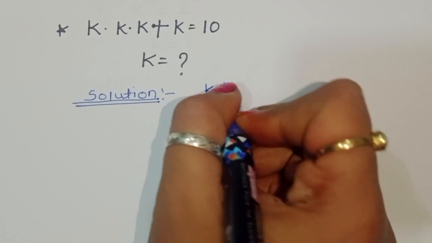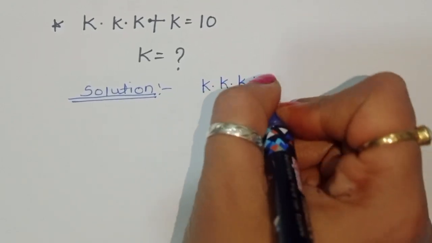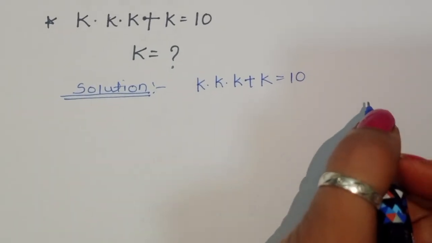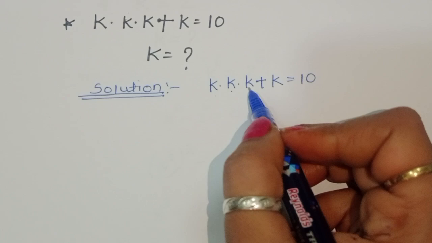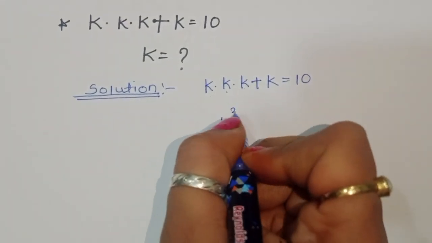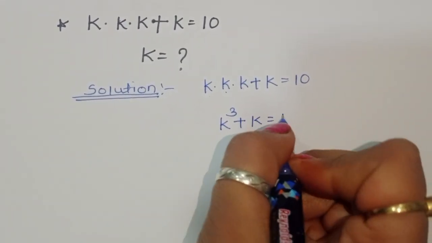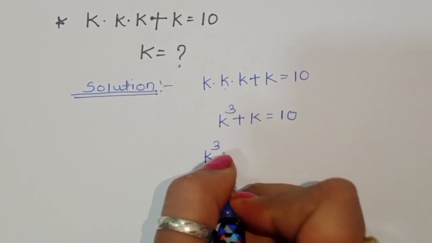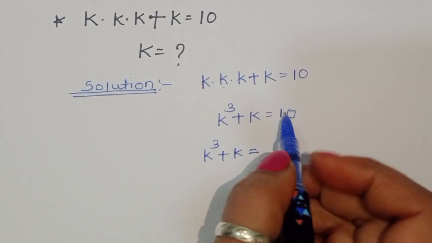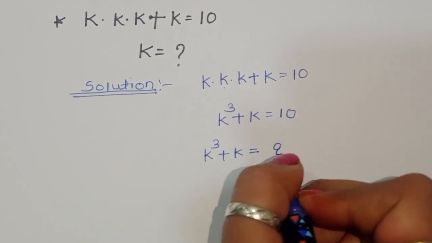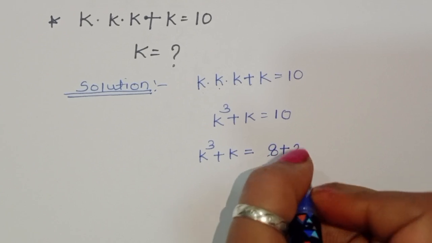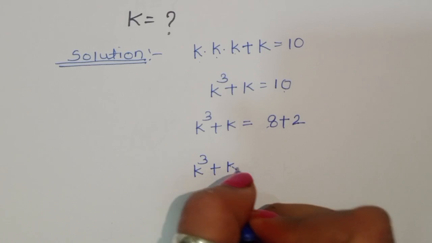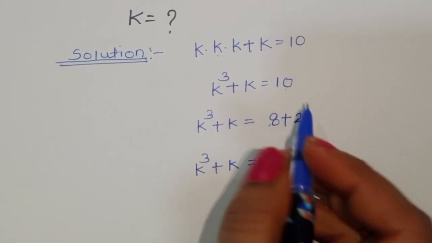k times k times k plus k is equal to 10. This is the question. So we can do one thing here: k times k times k is k cube, so k cube plus k is equal to 10. Now, 10 we can write as 8 plus 2, and this 8 we can write as 2 cube.